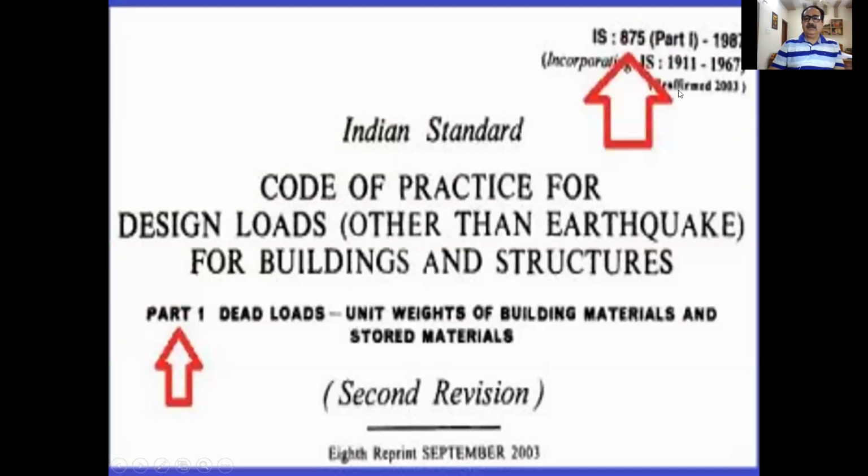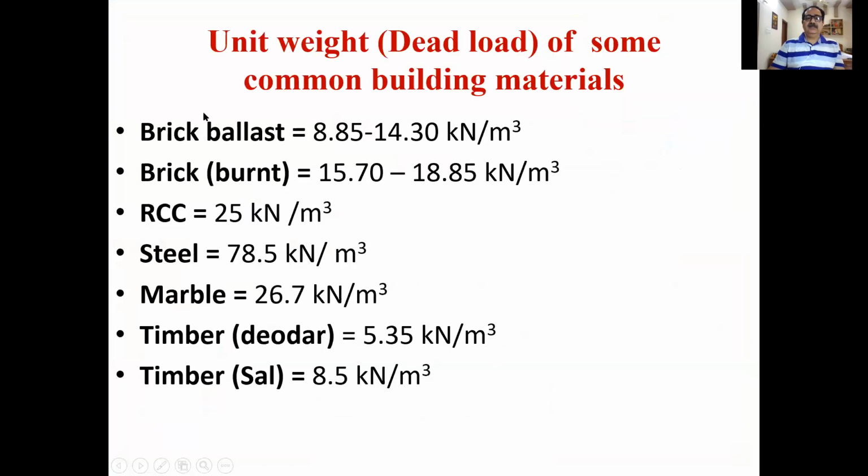Now this is the code of practice. This is the pictorial view of this IS code, IS 875 Part 1 1987. Part 1 deals with the dead loads, unit weights of building materials, and stored materials. In this slide, I have shown some of the materials with their unit weights. For example, brick ballast. Brick ballast is small pieces of brick which are used in flooring. It has a unit weight of 8.85 to 14.3 kilonewton per meter cube. It's a volume, meter cube. So this is the unit weight of this particular material.